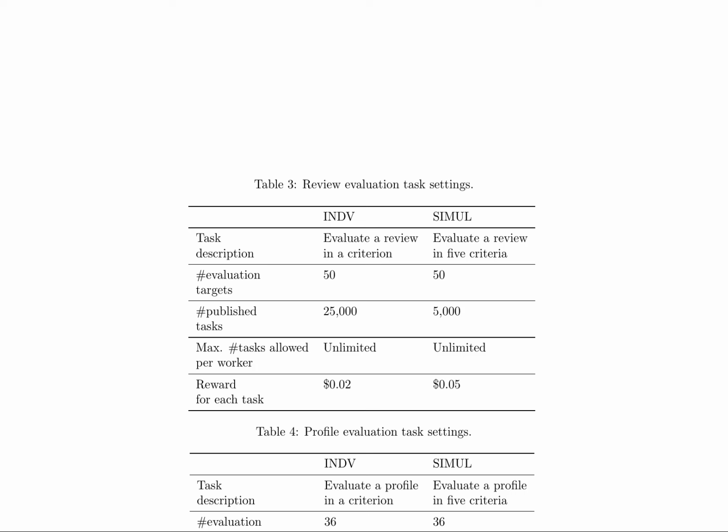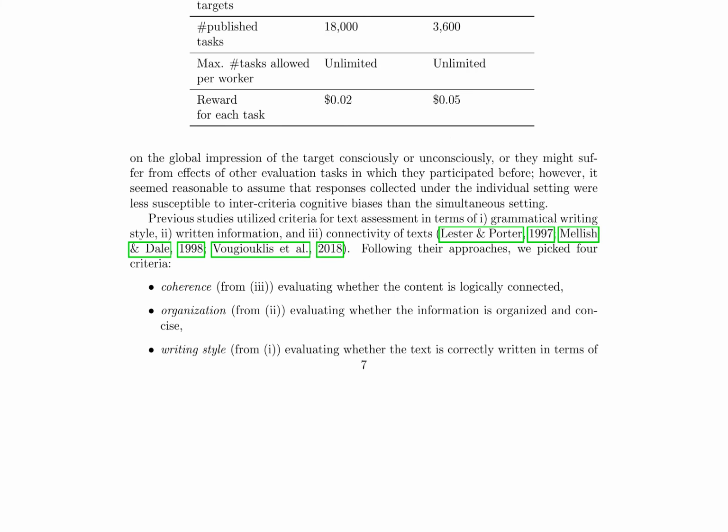These criteria are derived from previous studies on text assessment. For reviews, the evaluation tasks involve rating a description according to each criterion, with 50 evaluations and 25,000 published tasks. To minimize cognitive biases, individual evaluations are allowed, rather than simultaneous ones, which could be susceptible to inter-criteria biases. Unlimited tasks are permitted per worker, with a reward of 2 cents per task.